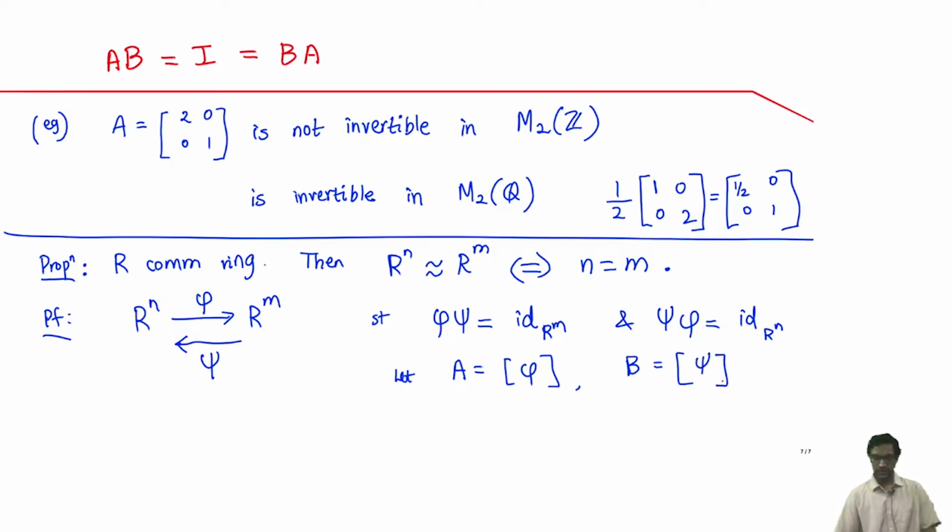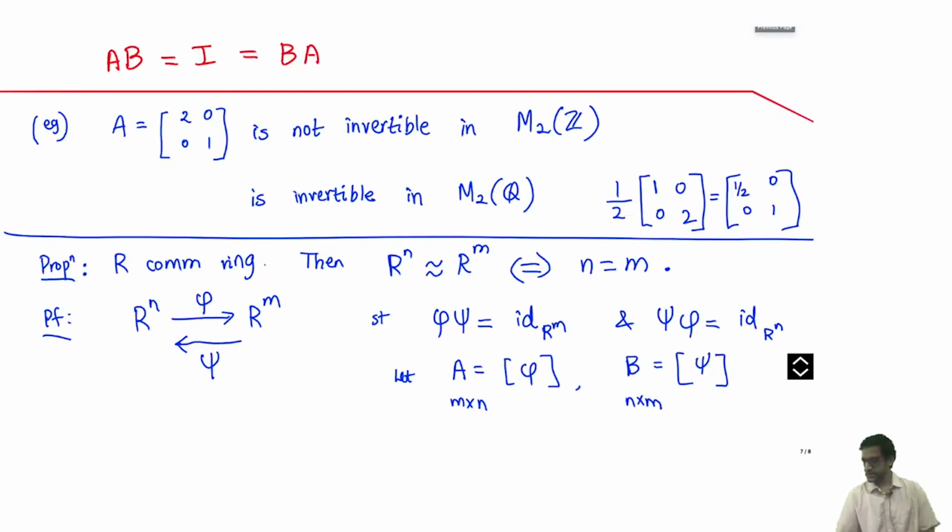Let's see what the sizes are. A is an m cross n matrix and B is n cross m. We need to prove that m and n are equal, so we'll just make an assumption. Suppose m is the smaller of the two; we can repeat the same argument for the other case. Suppose m is smaller than n. So what was A? M is the smaller number, so that means that A has fewer rows, more columns. B has more rows and fewer columns.